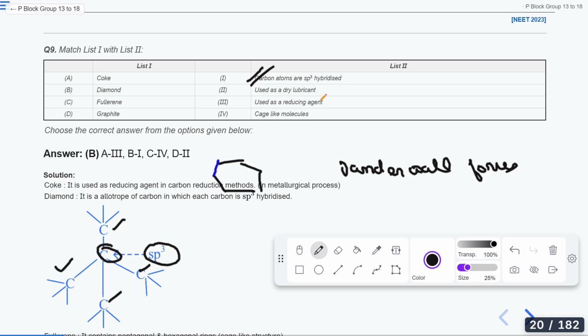Now the next carbon will be attached to four other carbons. So this will create a very tough structure, and since each carbon has four bonds, it is sp3 hybridized. Then in metallurgical methods, coke is used as the reducing agent. Now moving on to the next question.